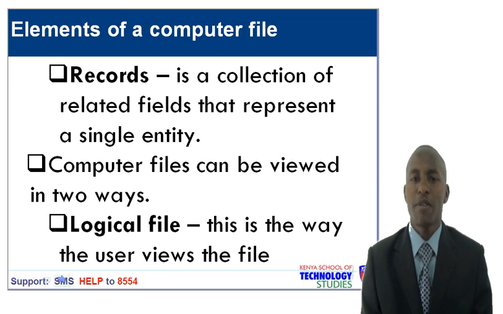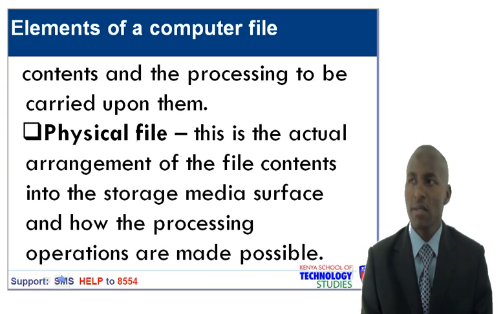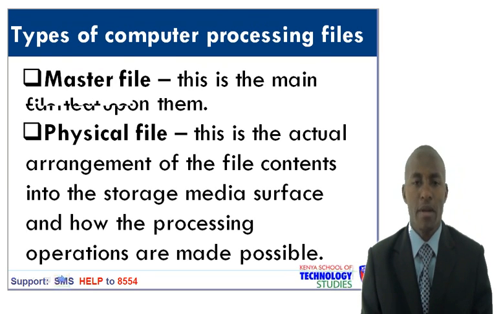Computer files can be viewed in two ways. Logical file: this is the way the user views the file, its content, and the processing to be carried out upon them. Physical file: this is the actual arrangement of the file contents in the storage media and how the processing operations are made possible.